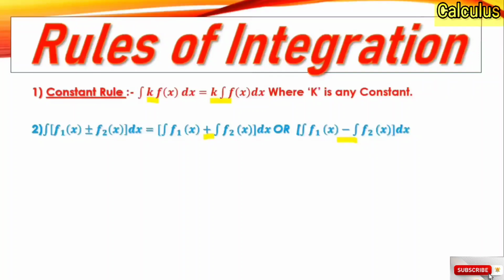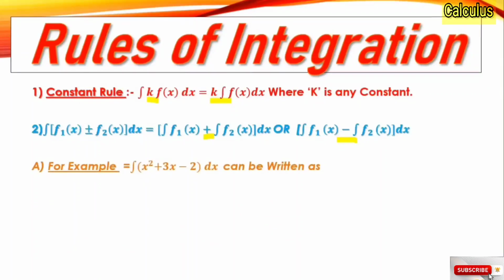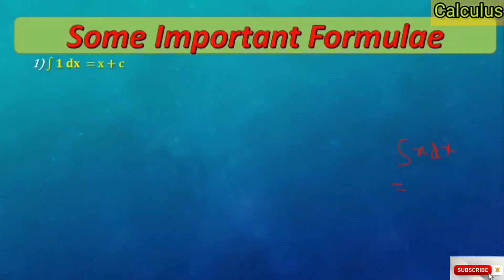In number 2 we have another rule, that is integration of f1(x) plus or minus f2(x) dx. You can write integration of f1(x) plus f2(x) dx or integration of f1(x) minus f2(x) dx. For example, integration of x square plus 3x minus 2 can be written as integration of x square dx plus 3 outside the integration sign dx minus 2 times integration of 1.